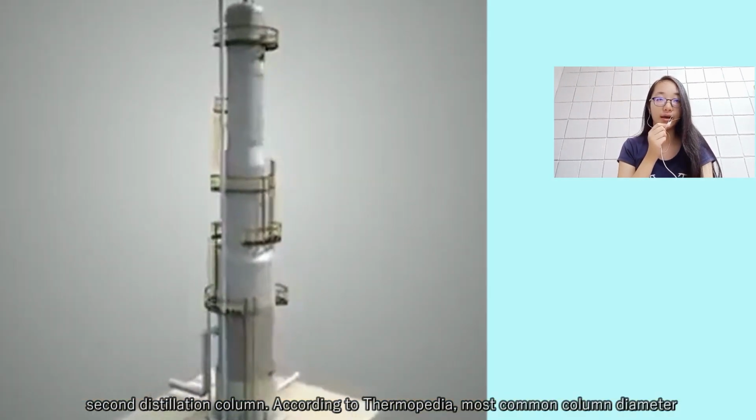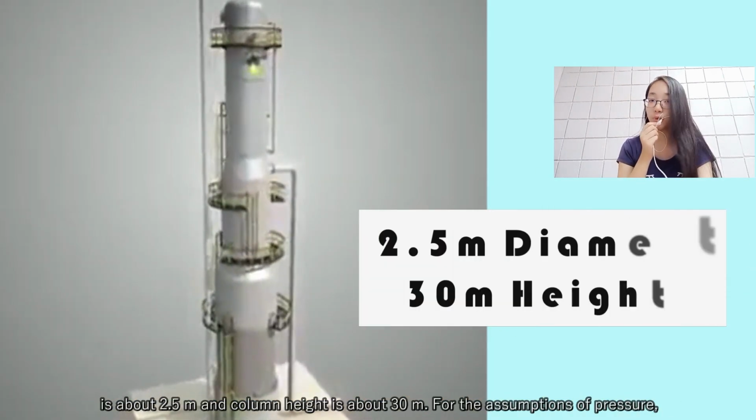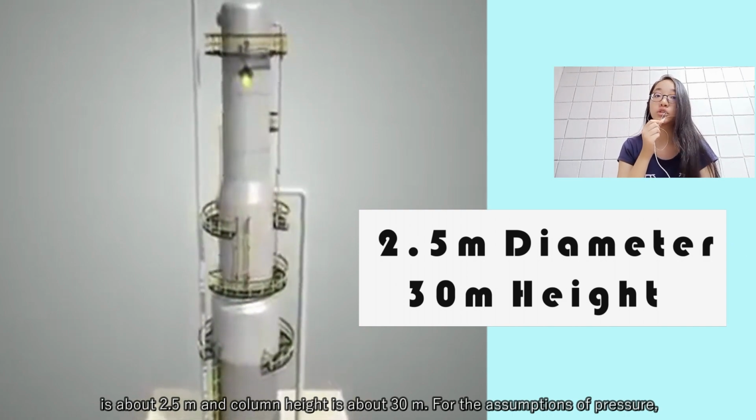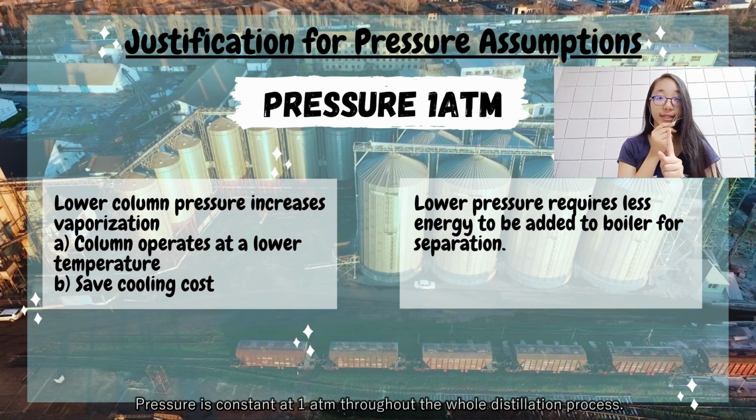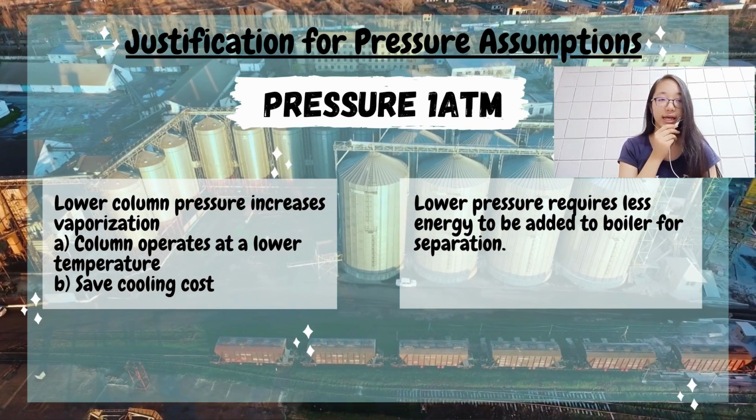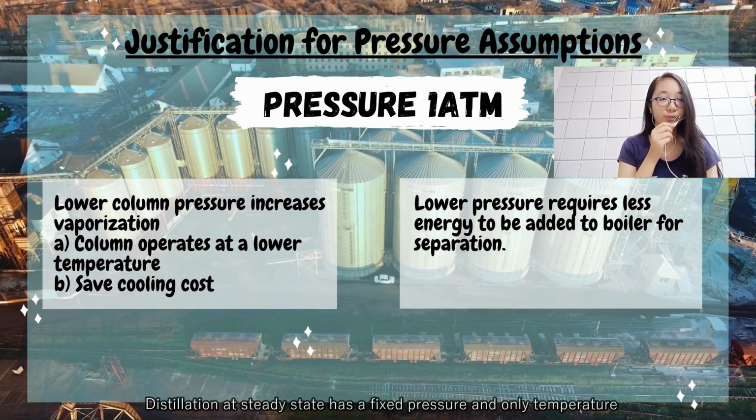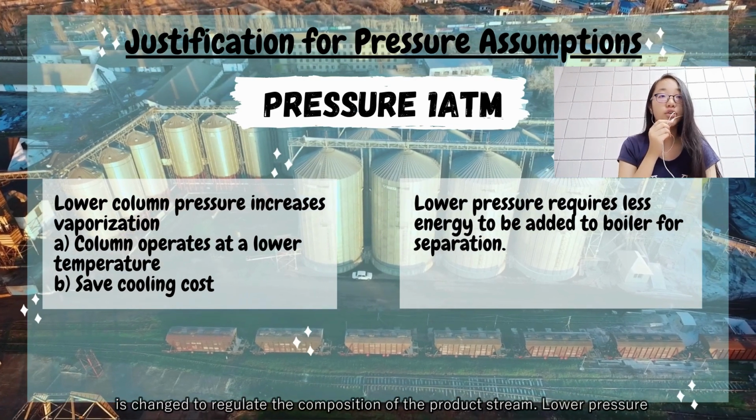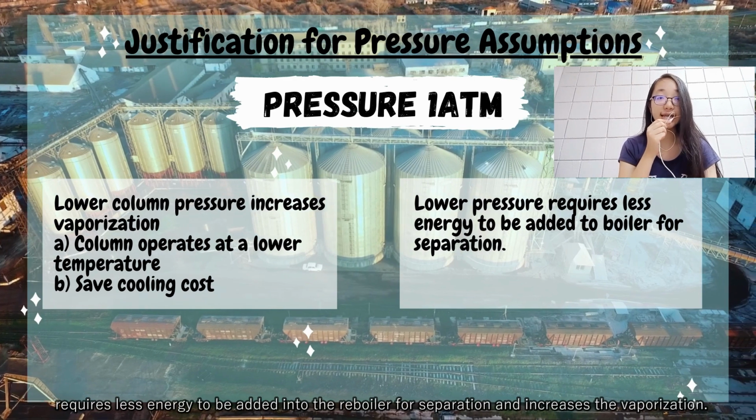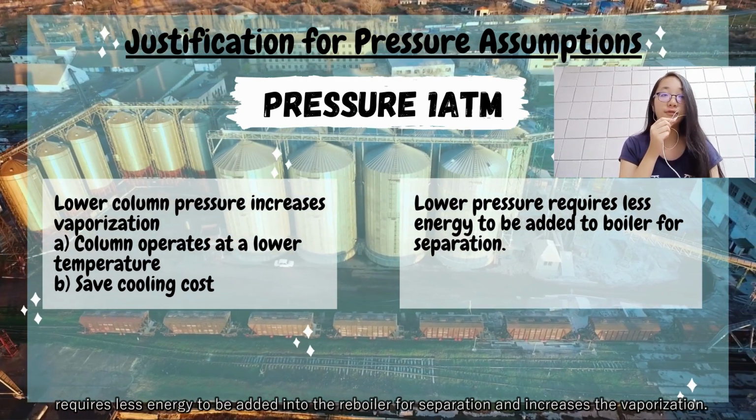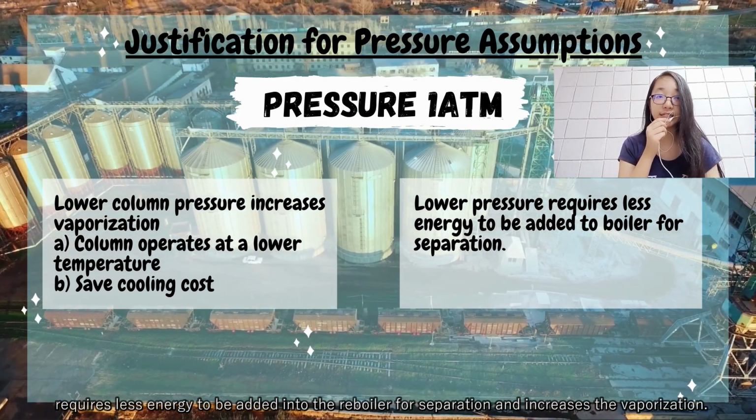According to Thermopedia, the most common column diameter is about 2.5 meter and column height is about 30 meter. For the assumption, pressure is constant at 1 atm throughout the whole distillation process. Distillation at steady state has a fixed pressure and only temperature is changed to regulate the composition of the product stream. Lower pressure requires less energy to be added into the boiler for separation and increases the vaporization.